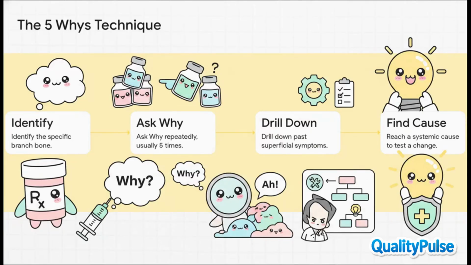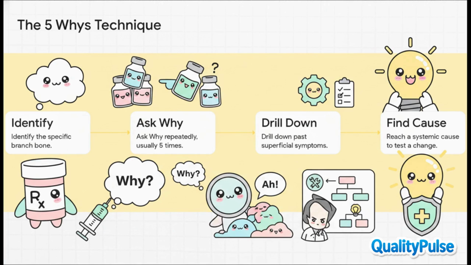But how do you actually drill down into those possibilities once they're on the diagram? Well, you use the 5 whys technique. You start with a problem, say the patient received the wrong medication, and you literally just ask, why did this happen, repeatedly? Why? Because the vials looked identical. Why? Because they were stored right next to each other. Why?